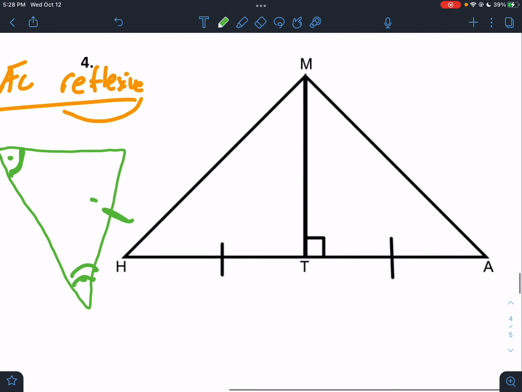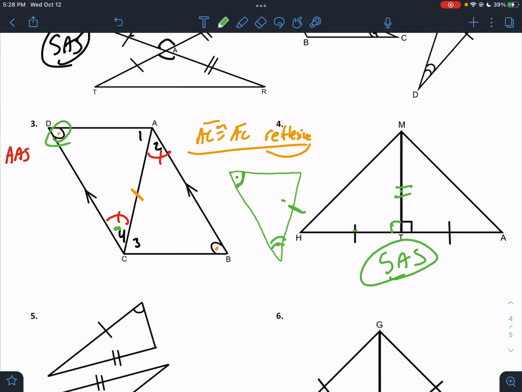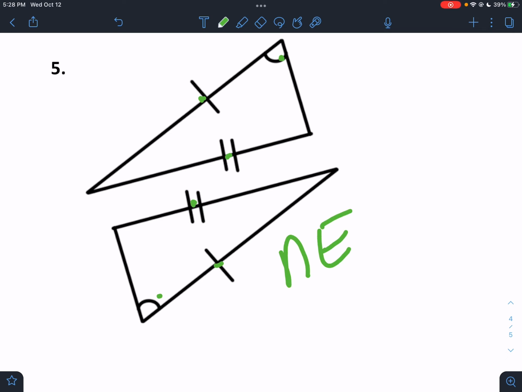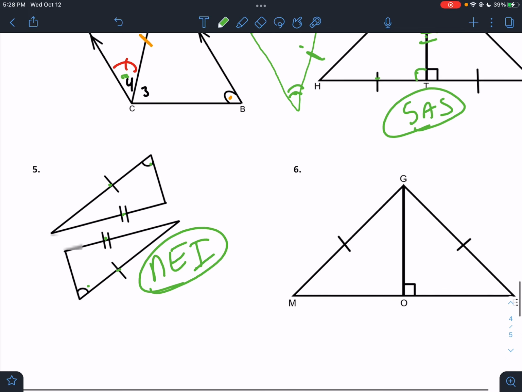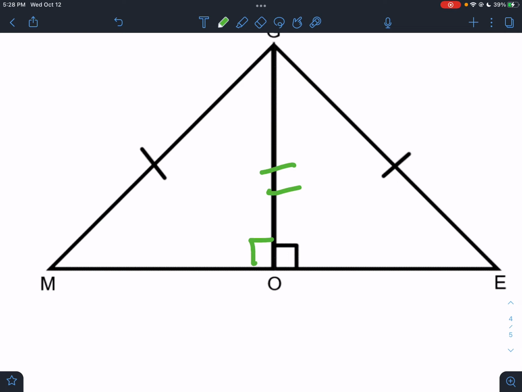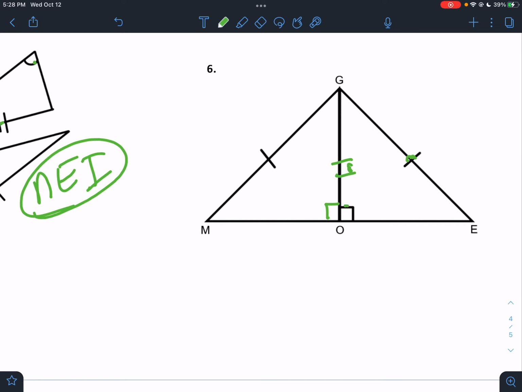All right, how about this one? Shared side, I'm going to go real quick. Right angle, if that's right, that's right. We have SAS, that's 2 sides and the included angle, SAS. Down here we have SSA. That is NEI. Don't you dare write that bad word. And then on this one, we have a shared side, right angle. Ooh, that's HL. That's a right triangle. It's actually SSA, but the A is 90, which makes it HL.